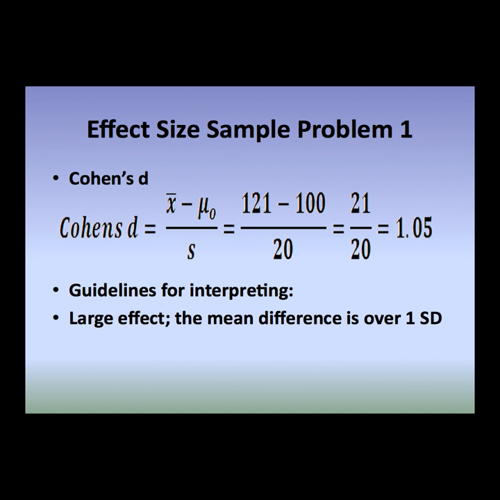For sample problem 1, the Cohen's d value is computed by taking 121 minus 100 divided by 20. That yields a Cohen's d measure of effect size of 1.05. This is a large effect. The mean difference between x bar and mu naught is over one full standard deviation.